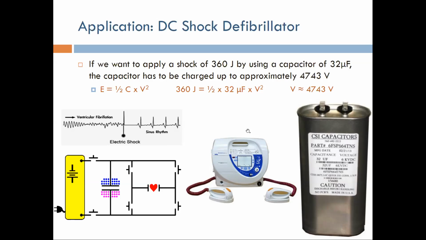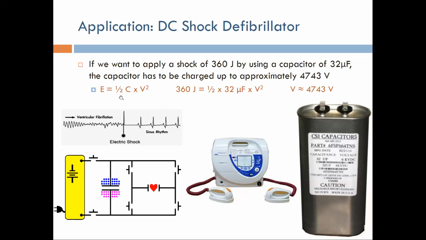This is why, when you're trying to apply this to a heart, usually the standard value for the energy you want to discharge on the patient's heart is like 360 joules. So you have to apply a shock of 360 joules. And as you probably heard before in the circuits course, the energy stored in a capacitor is 1/2 CV squared. Have you heard about this equation?